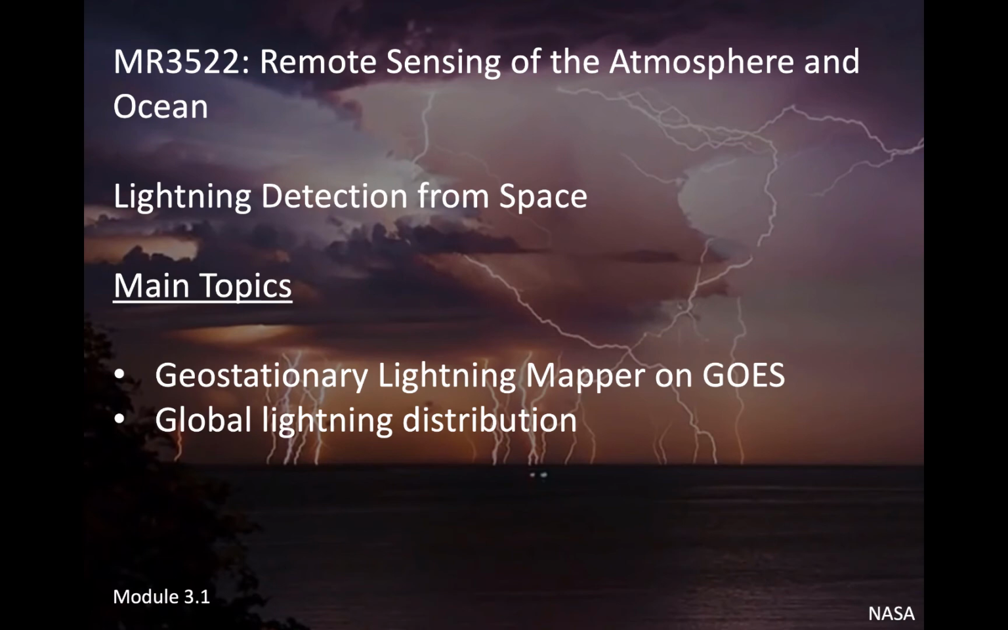An additional instrument on GOES that we have not yet discussed in detail is the Geostationary Lightning Mapper, or GLM. It detects lightning flashes over a large disk, something that no other instrument is capable of doing. This module will describe how GLM works and discuss global lightning distributions.